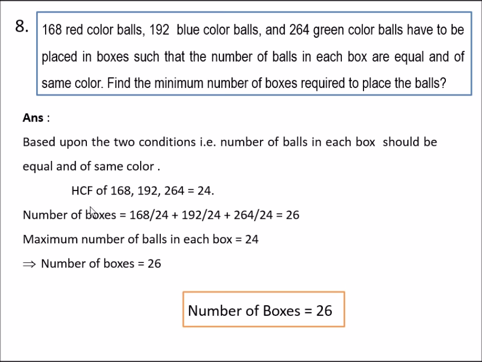So the number of boxes required is found by dividing each number of balls by 24, which gives 26. But we know that the maximum number of balls in each box is 24. So the total number of boxes is 26. That is, the minimum number of boxes required to place the balls is 26.